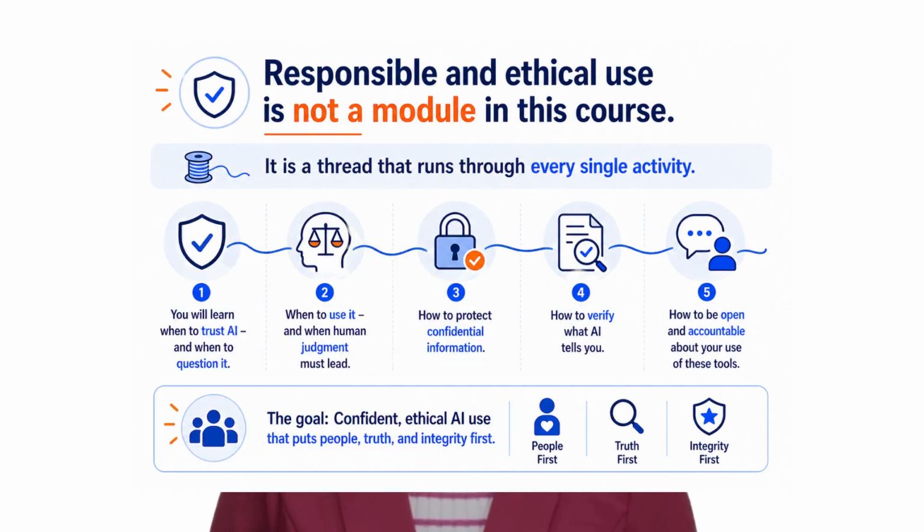Responsible and ethical use is not a module in this course. It is a thread that runs through every single activity. You will learn when to trust AI and when to question it, when to use it, and when human judgment must lead. How to protect confidential information, how to verify what AI tells you, and how to be open and accountable about your use of these tools.